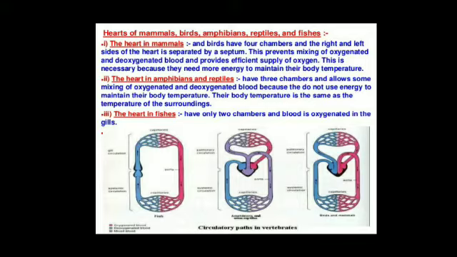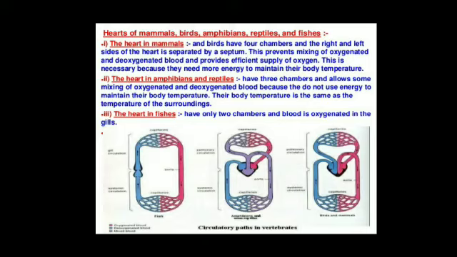The heart in amphibia and reptiles, they have a 3 chambered heart and allows some mixing of oxygenated and deoxygenated blood because they do not use energy to maintain their body temperature. Their body temperature is the same as the temperature of the surrounding. That's why we say that the amphibians and reptiles are cold-blooded, whereas birds and mammals are warm blooded.